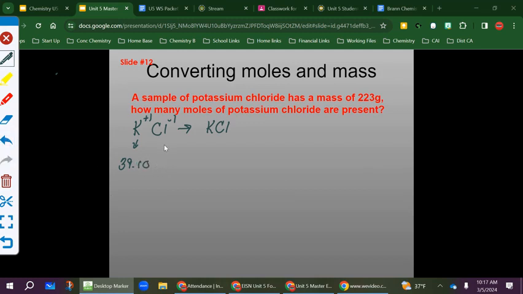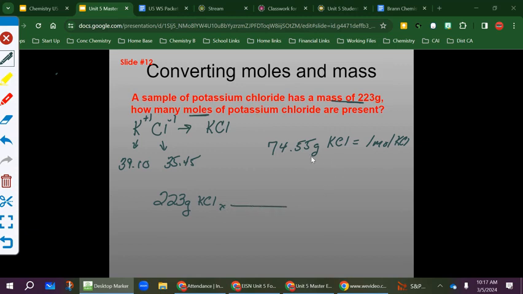39.10. What's chlorine? So that gives us 74.55 grams of KCl, which is equal to 1 mole of KCl. Correct? Okay, so we are given a mass and we are trying to go to moles. So we start out with what we're given, 223 grams of KCl.